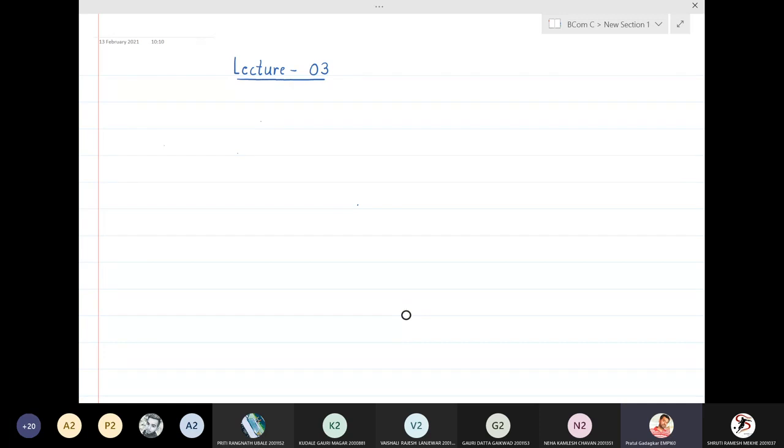Okay, so in this lecture we will learn how to shade the regions formed by lines and also common regions. So let us take one example.